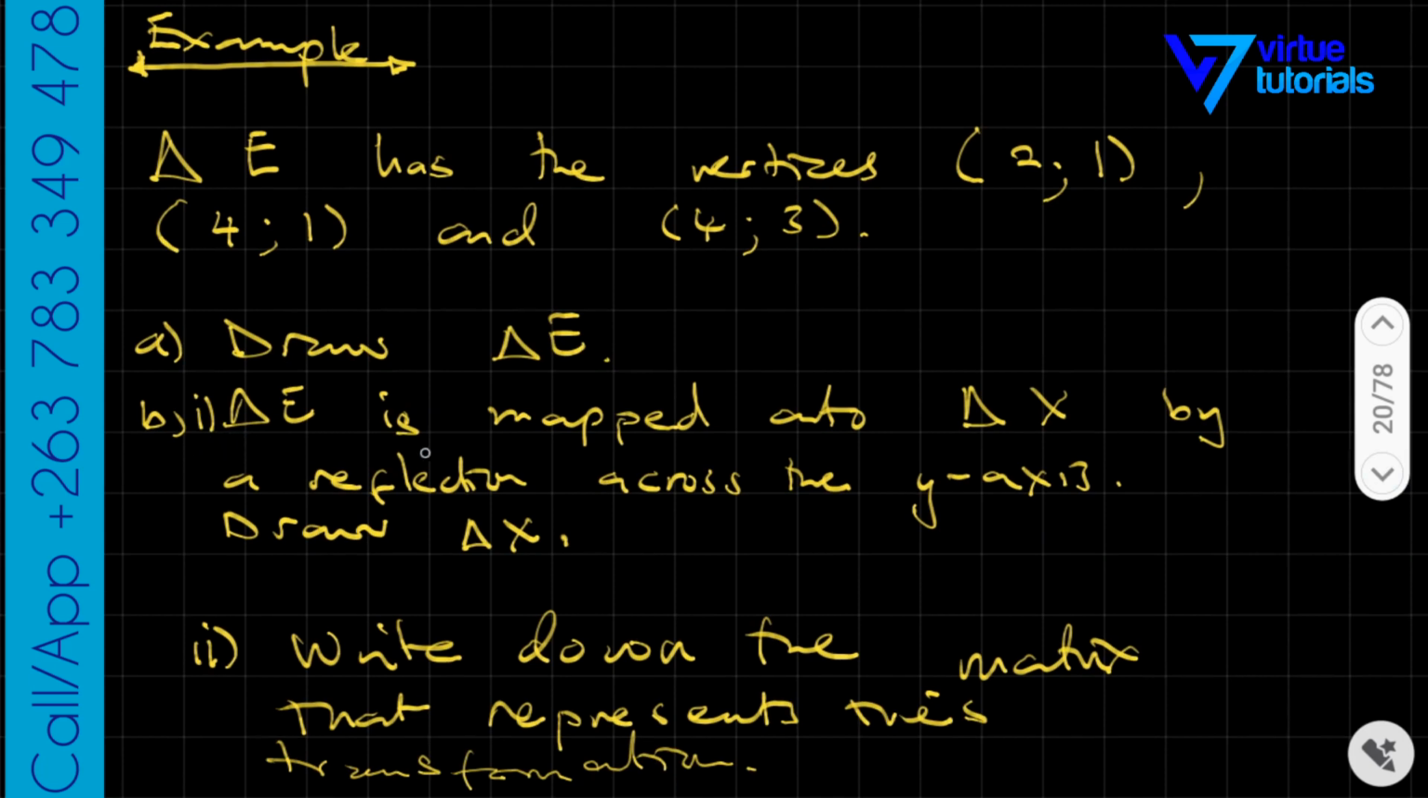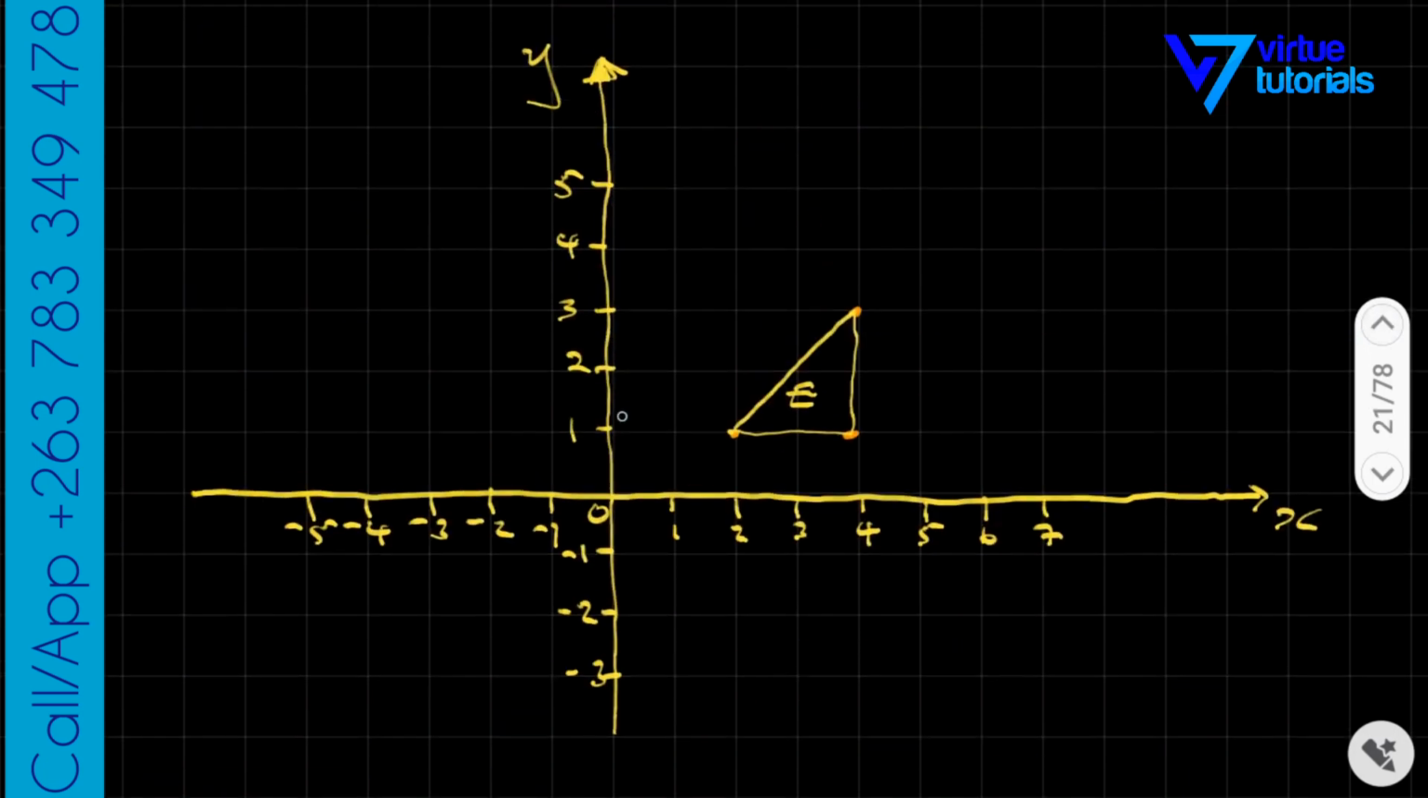Part B, part 1. Triangle E is mapped onto triangle X by a reflection across the y-axis. So draw triangle X. The y-axis is this one, right? So I want to draw a shape which is on this side, reflected across the y-axis, right? So all I have to do is use my common sense. All points must have the same distance on either side, right? So if I look at this first point here, this point is 2 units from the mirror line. So its reflection must also be 2 units on the other side, right?